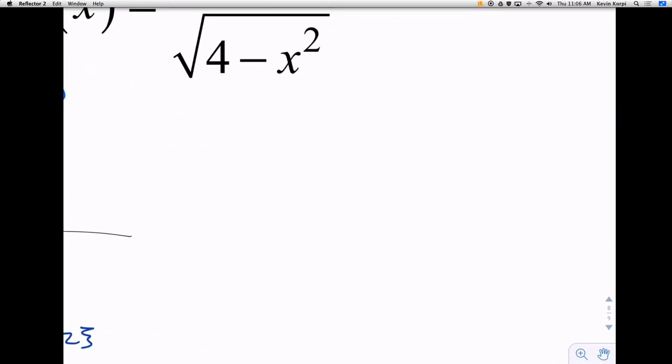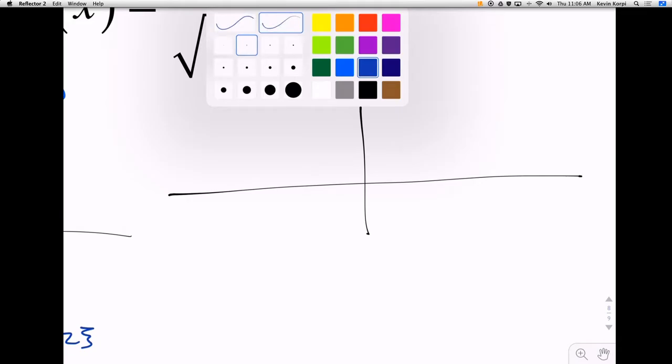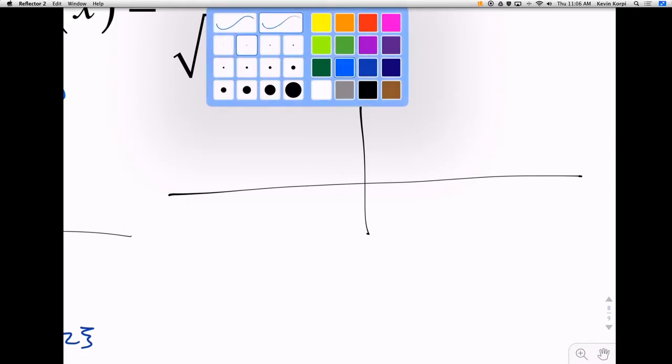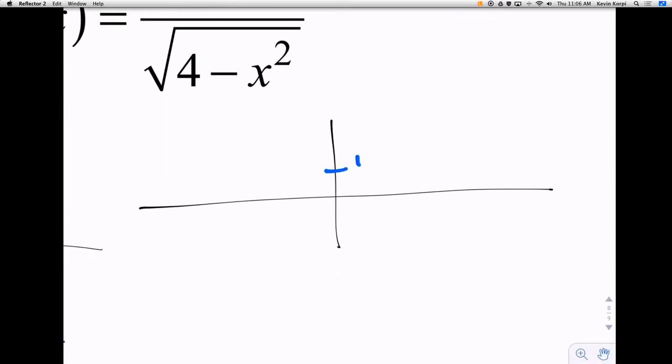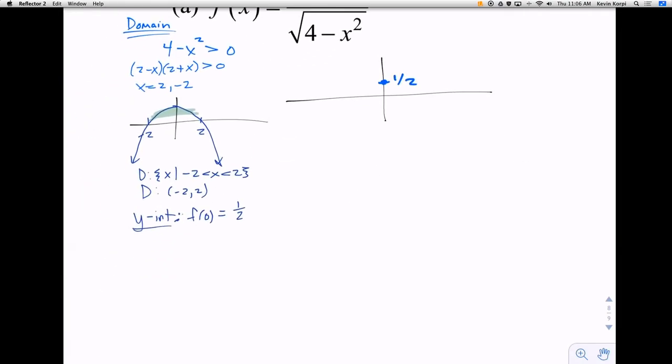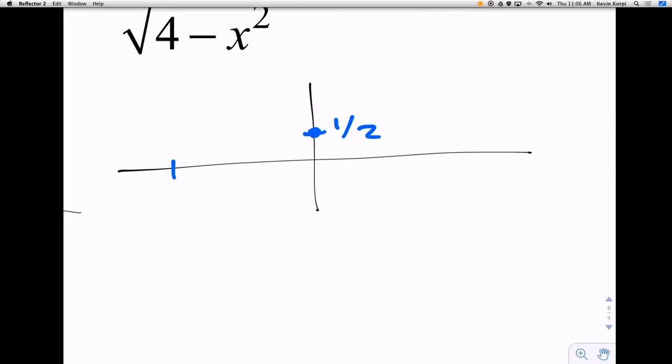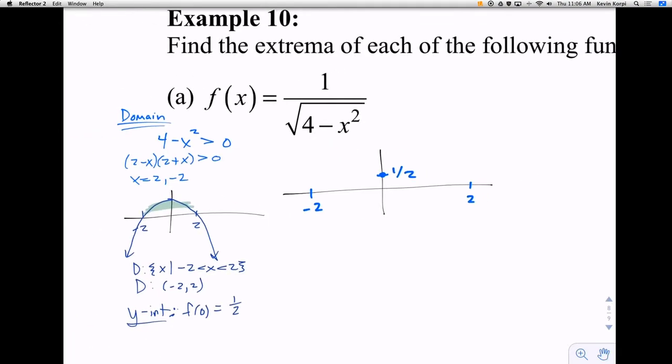Well, you know what? I have enough information now to start a sketch. You want to kind of keep the sketch going and maybe just add to it as you find more information. I've got one of the pieces. I know it crosses at (0, 1/2). So I'm going to call that 1/2, and there's my dot. Yay! Now, -2 to 2, I'm going to go ahead and call this -2. I'll call that +2. I know it doesn't live to the left or right of there.